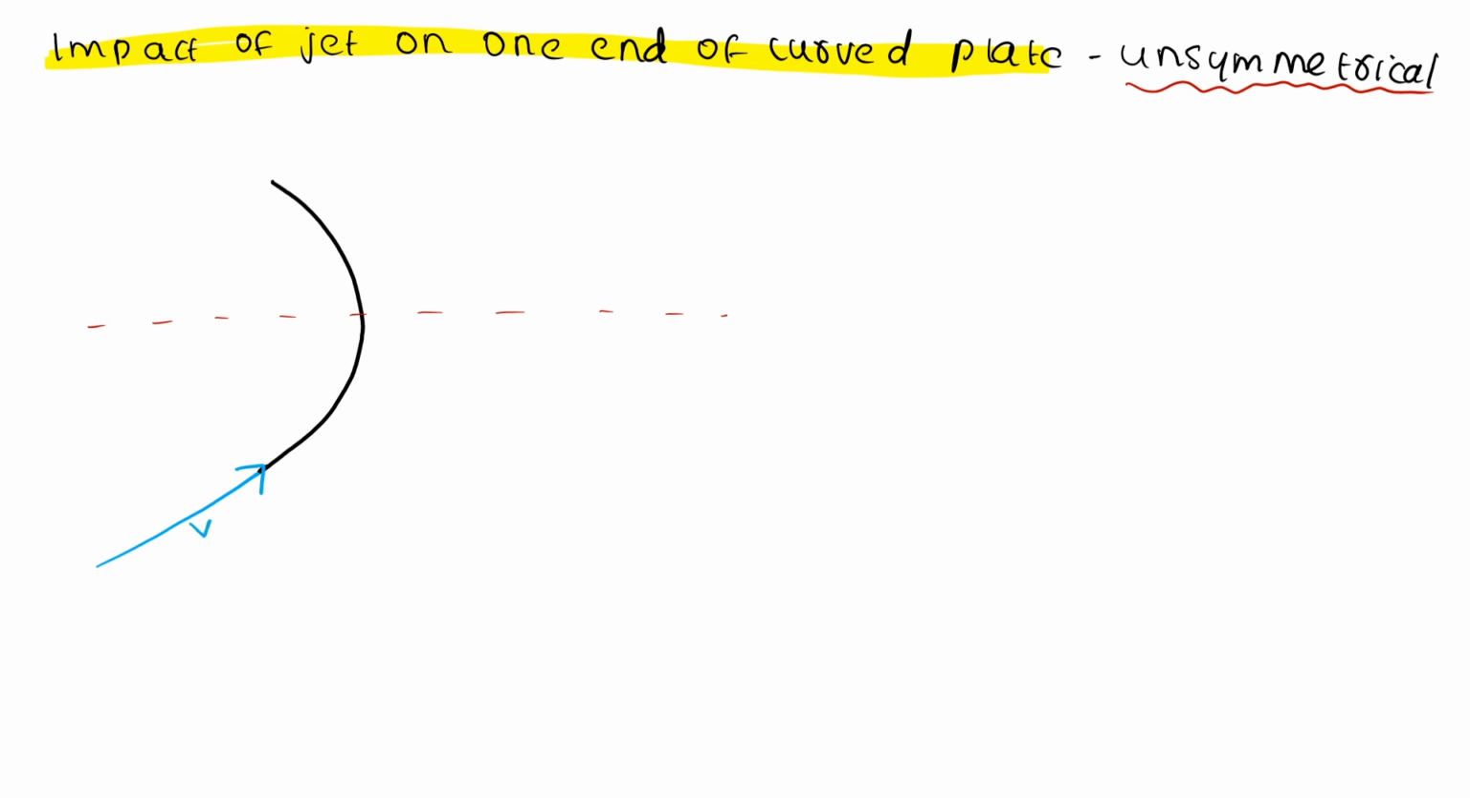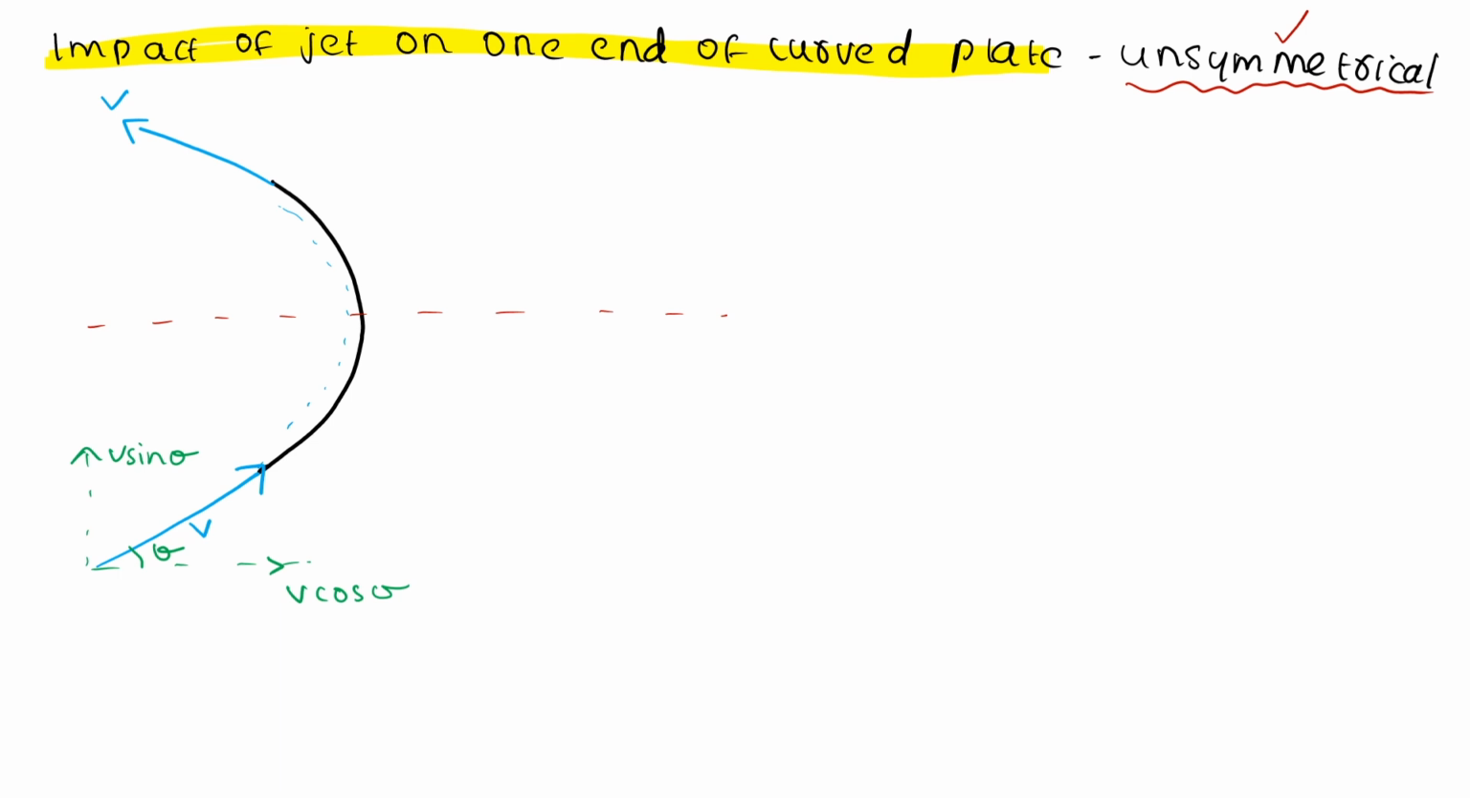Let it make an angle theta with the horizontal. As we all know, the horizontal component will be v cos theta and its vertical component will be v sin theta. After striking, it will deviate tangent to the plate. The plate we consider here is an unsymmetrical plate. If the plate is unsymmetrical, then the angle made by the tangent at the two ends won't be similar.